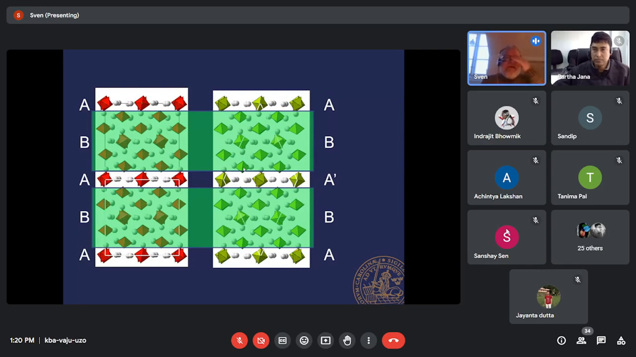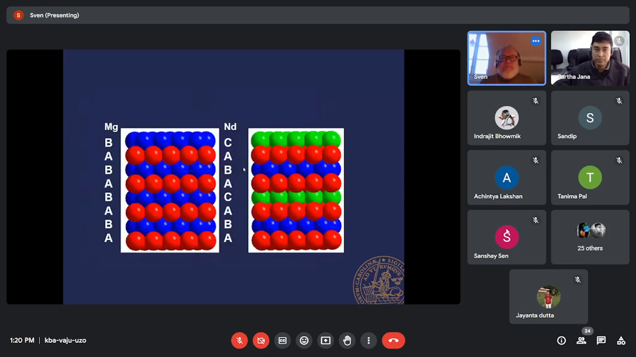So this is a different kind of twinning, where again you have different components that make up the twin. This is very similar to what you see in the close-packed structures of metals. So magnesium is AB, whereas neodymium is ABC, ABA. There are so many ways to stack close-packed layers, and they are very similar in energy, and you find the same at larger levels.